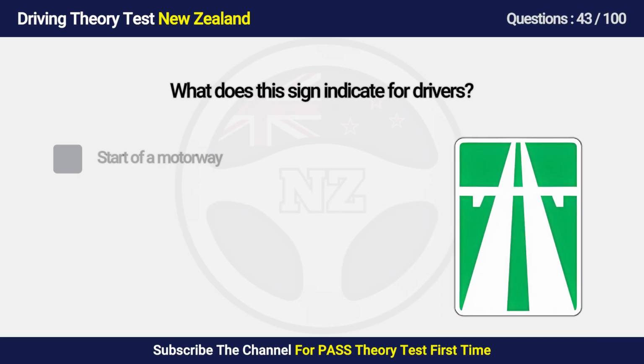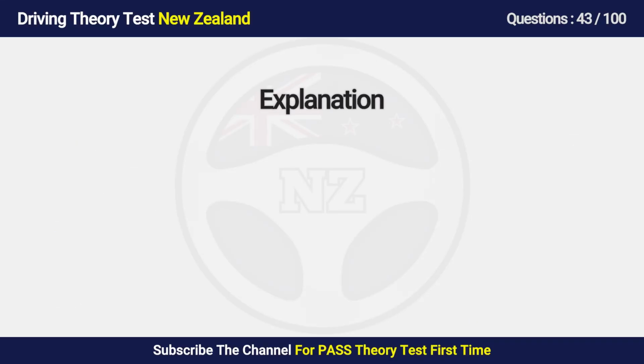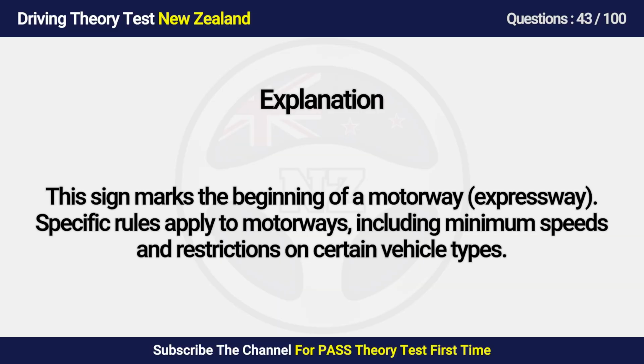Question 43. What does this sign indicate for drivers? A. Start of a motorway. B. End of a motorway. C. Road for motor vehicles. D. Recommended speed zone. Answer is A. Start of a motorway. This sign marks the beginning of a motorway expressway. Specific rules apply to motorways, including minimum speeds and restrictions on certain vehicle types.